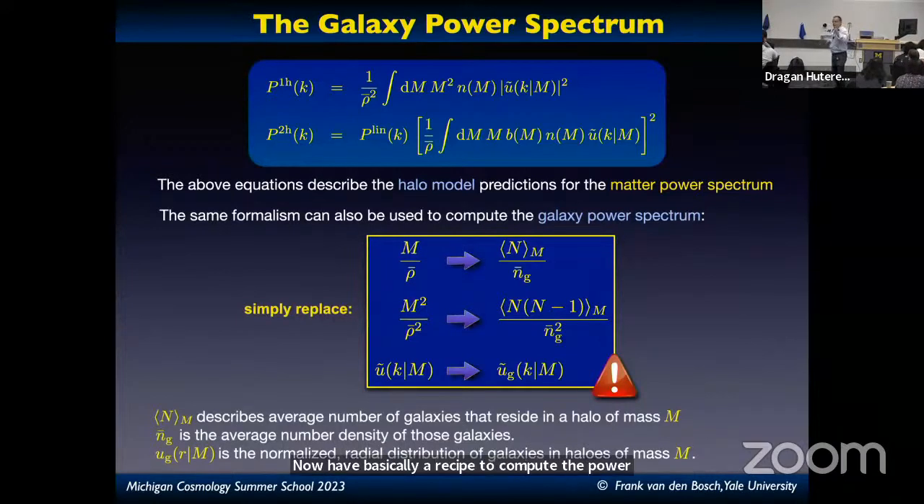So the upshot is that the same formalism, the same mathematics, can be used. All I need now is a model that describes how many galaxies there are on average in a given halo, and how those galaxies are distributed in that halo. And if I know that, I can compute the galaxy correlation function, which is actually observable.